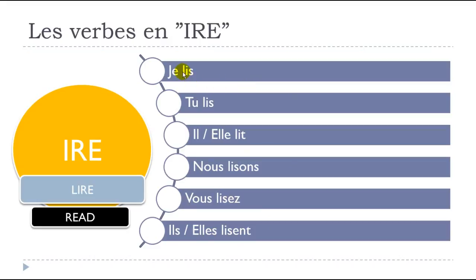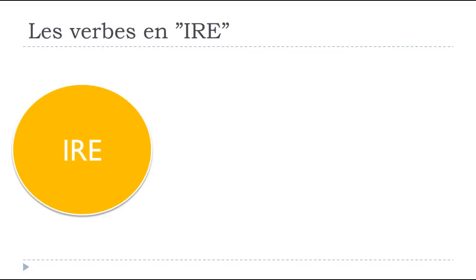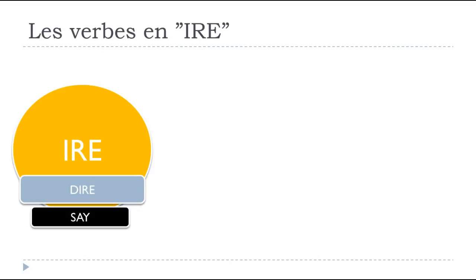Alright, so je lis, tu lis, il lit. Okay, so same phonetic form here, but it's S at the end, S and then T. Then you will get nous lisons, vous lisez, ils lisent. Okay, so this one honestly is not that tricky, so that's the reason why I wanted to start with this one. Let's see now the second one, and it's dire, and dire means to say.